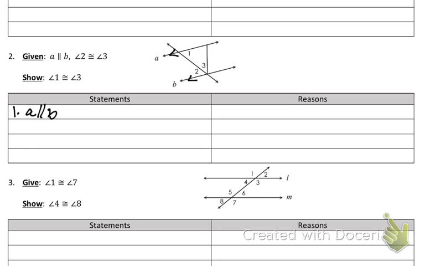So if A is parallel to B, that is given. Step 2, I could do the given again. You could put it in the same step, or you could put it as a second step. I think I have enough room for this. This was also given. Now we should mark our information on here. So 2 is congruent to 3. All right, so I have 2 connected to 3. Those are already congruent.